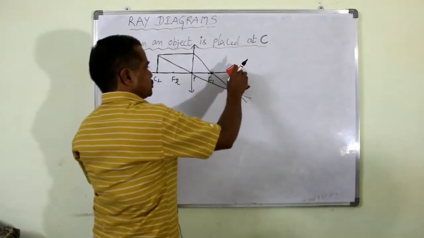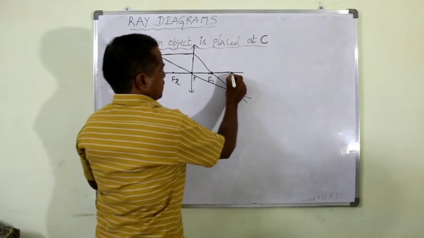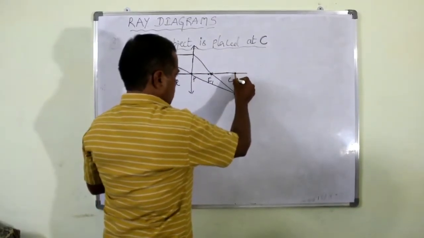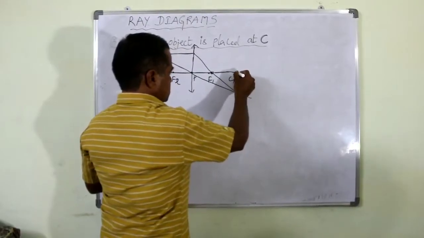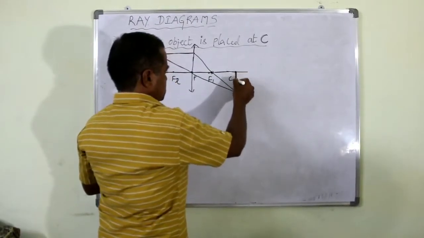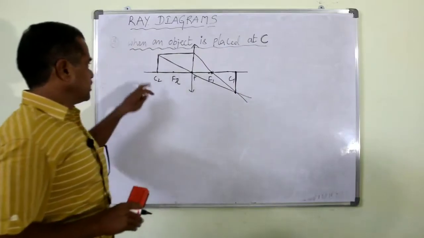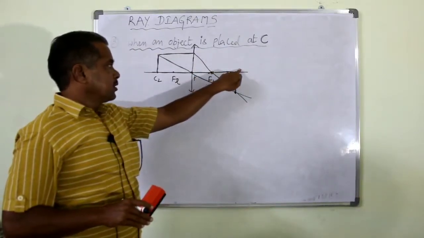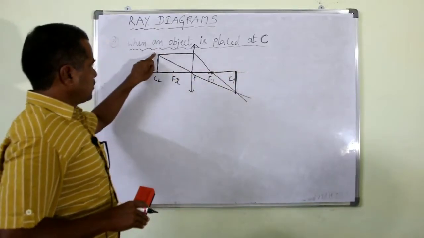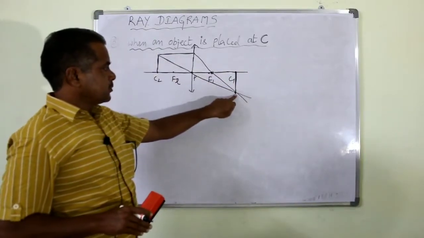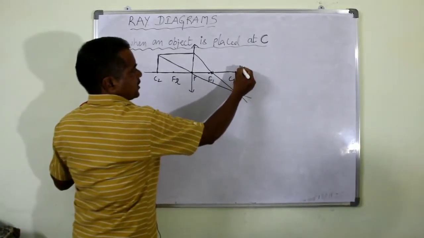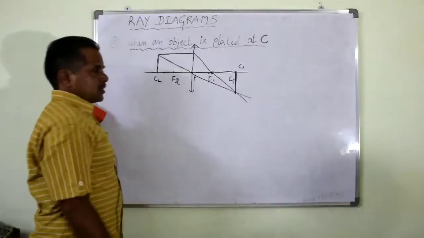So where those two rays intersect, from that point of intersection, draw one normal to the principal axis. Then we get the image. Here also the image is inverted because the bottom portion of the object is formed at the upper portion of the image and the upper portion of the object is formed at the bottom portion of the image. So where is the image formed? Exactly at the center of the curvature.